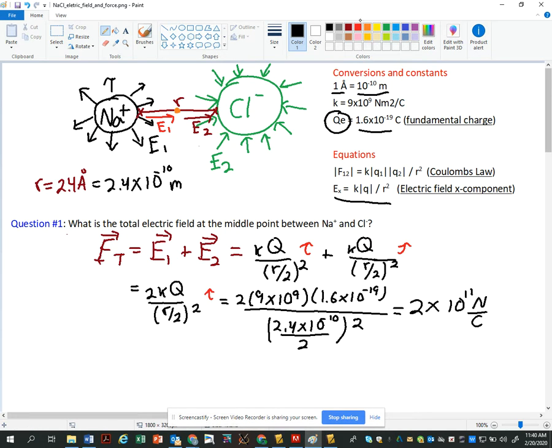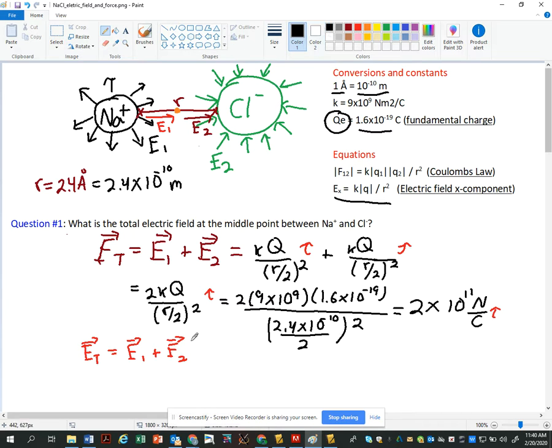That's E total, and that's going to be in the i direction, so it's in the x direction. Now, my second question will be, what is the direction of the electric field? The direction of the total electric field, of course, we already did that, it was E1 plus E2. So really all we have to do is add these two arrows.